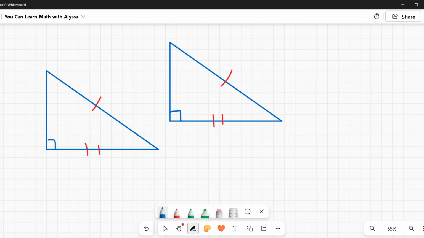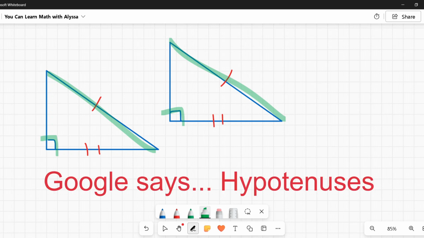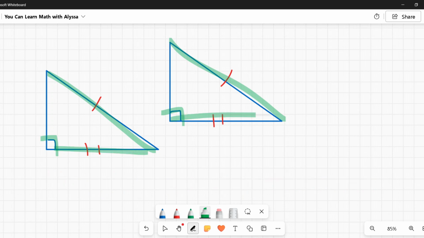Here we have two examples, or two triangles that I've drawn here. I've highlighted the right angle, the hypotenuse, and the side. And according to RHS congruence, if I have my right angles, my hypotenuses, I have a hypotenuse on each triangle, and then I have two sides. And there we go. Those are congruent according to RHS congruence. So that's what it's telling us.